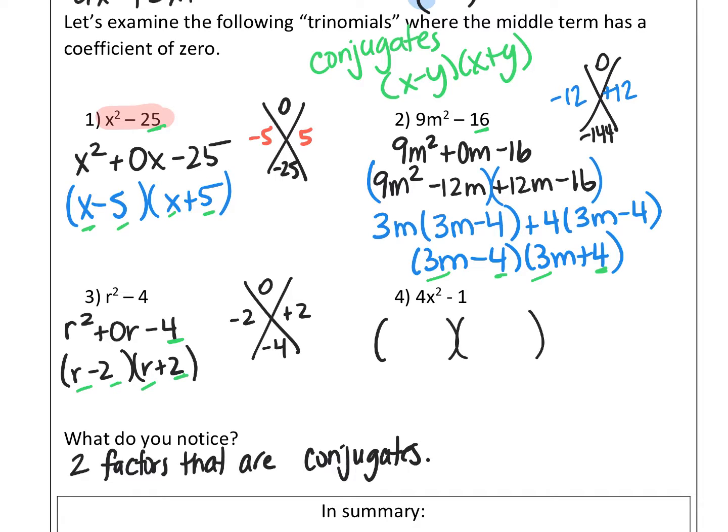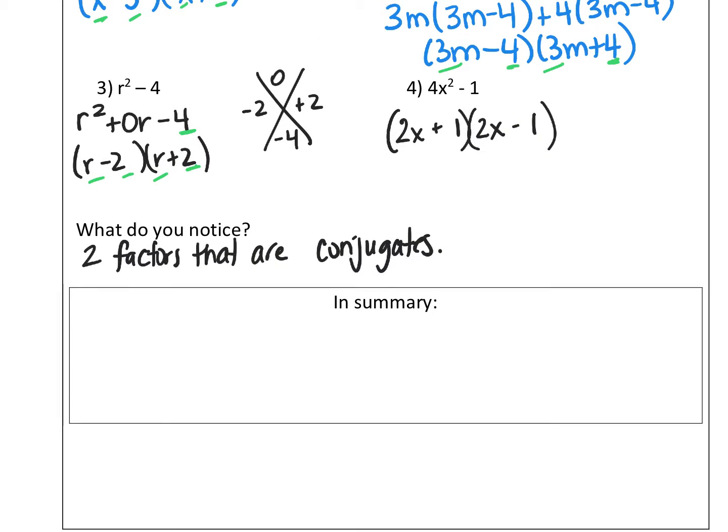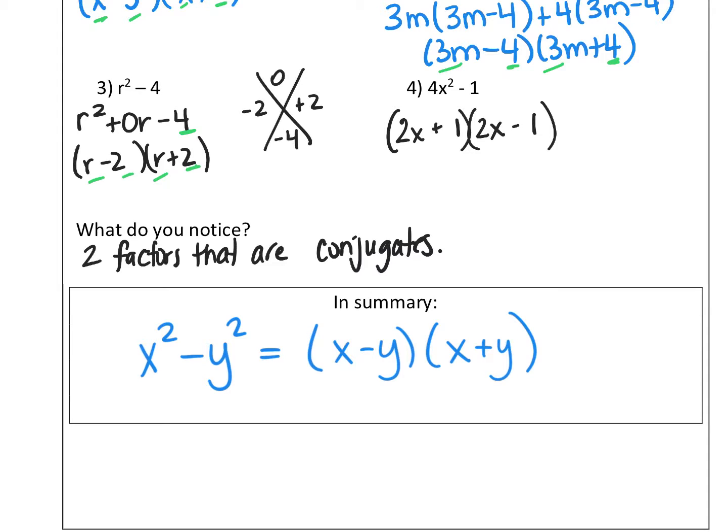The way that I get those is by square rooting the first term. So if I square root 4x squared, what times itself gives you 4x squared? Well, 2x and 2x. And square root the last term, 1 and 1, and one of them is positive and one of them is negative, and it doesn't matter which order they go in. That is how I factor a difference of squares. So in summary, if I have x squared minus y squared, my factors are x minus y, x plus y.